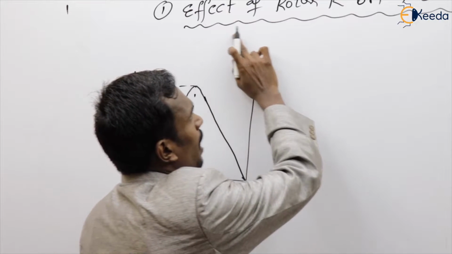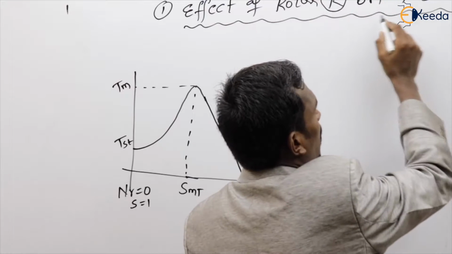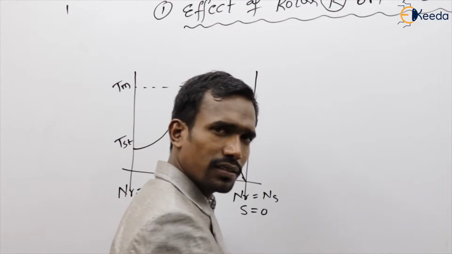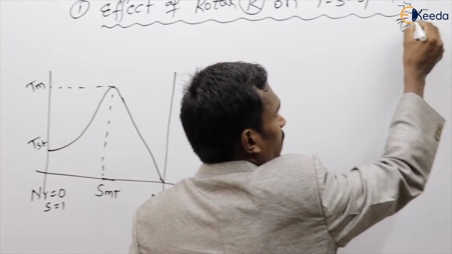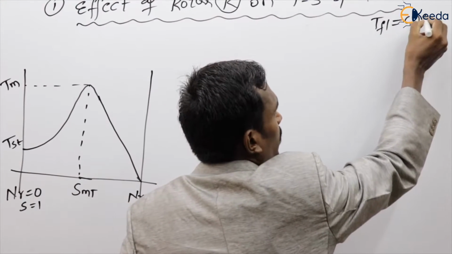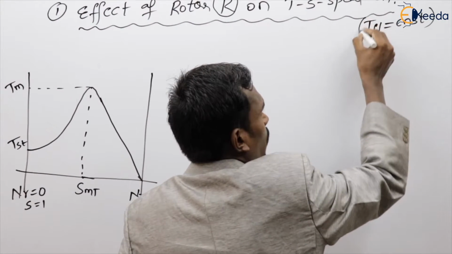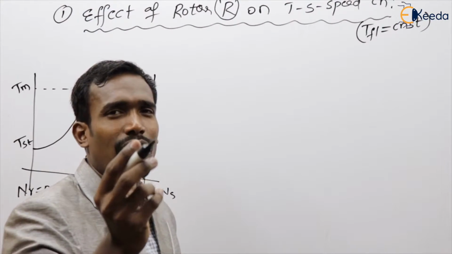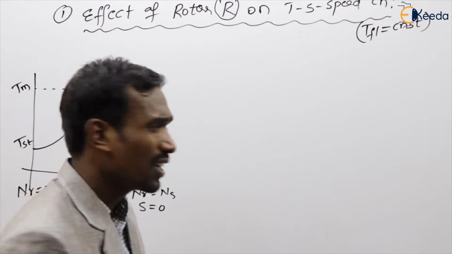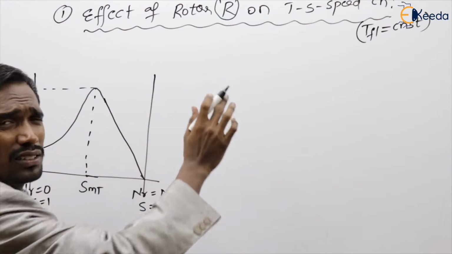Now, the effect of rotor resistance on torque slip speed characteristics. At full load, torque is constant. During this analysis, we have to take the load torque constant. Right, so this is the heading.